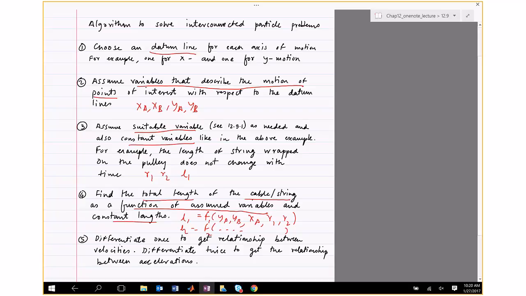And then this is the easiest step. Differentiate once to get the relation between velocities and differentiate twice to get acceleration. So this is the easiest step, provided you got 1 through 4 right.